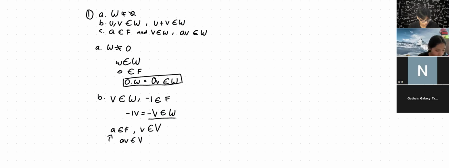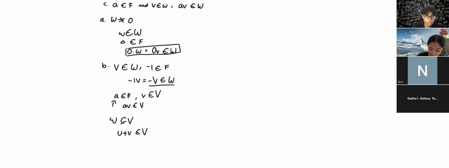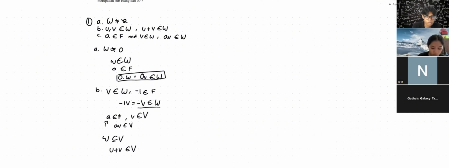Now, what about the addition? In the addition operation here, if W is a subspace of V, the addition operation in W is the same as in V. Because u plus v is always defined in V, the same thing can be said in W, making u plus v also defined in W.